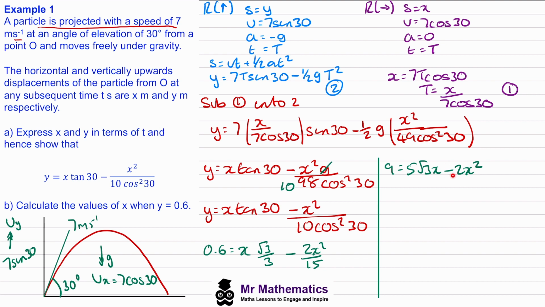We'll move this negative to the left-hand side. So 2x squared minus 5 root 3x plus 9 will equal 0. And we can solve this equation. So x will give us root 3 and root 3 over 2. Okay? Let's move on to example 2.